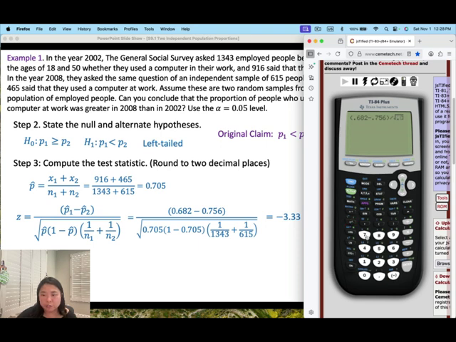So I have 0.705 times parenthesis 1 minus 0.705, close it. And then another parenthesis: 1 divided by 1343 plus 1 divided by 615, close parenthesis. Okay, enter. So I'm going to get negative 3.33 here. Good.